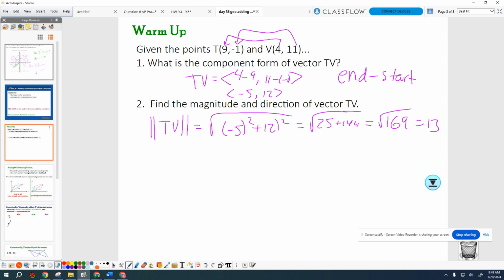Cool? All right, let someone else try. First of all, Melia, what quadrant is negative 5, 12 going to be in?